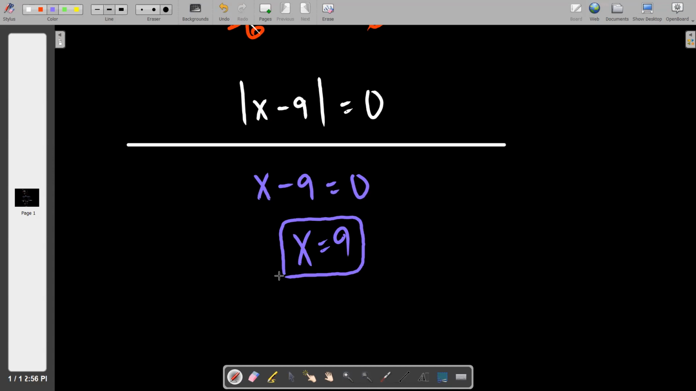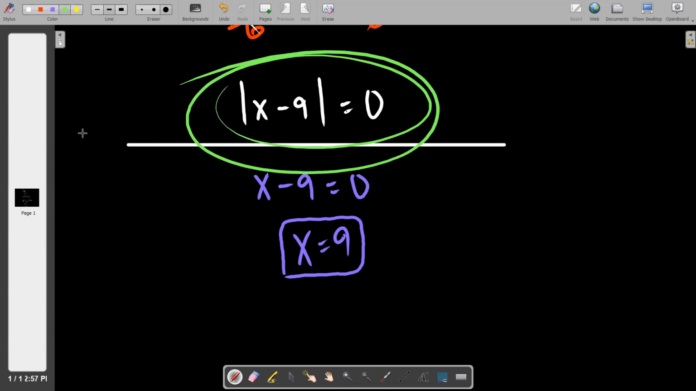Right. 9 is the only number in the world that can solve this equation because there's only one equation that this situation can spawn. So far, so good.